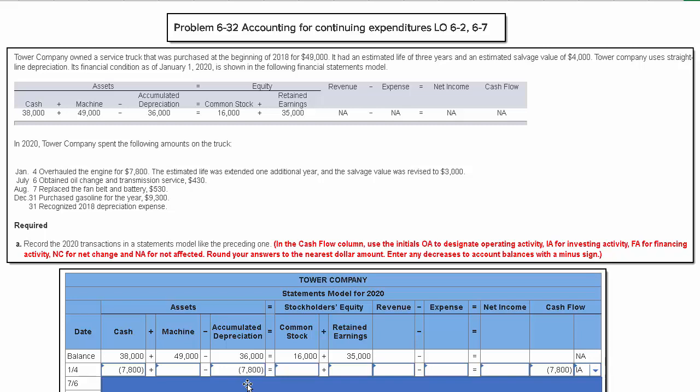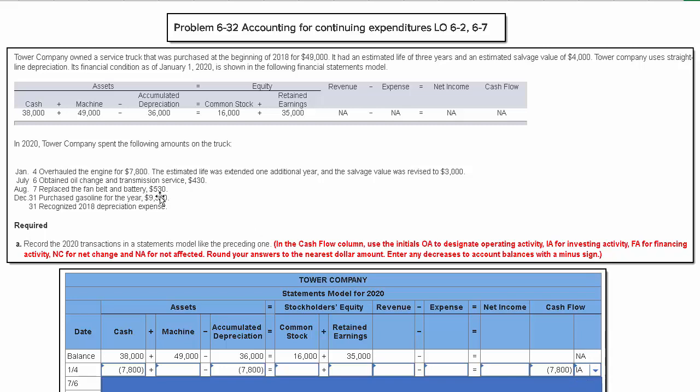And since we extended the life, the correct way to record that would be to reduce the accumulated depreciation. Right? We don't treat that as an increase of the base cost of the machine. Instead, this overhaul extended the life. It essentially reduces accumulated depreciation. Now, in cash flow, it cost us $7,800 cash, and since this is impacting a long-term asset, it would be considered an investing activity, right? It's not an operating activity.